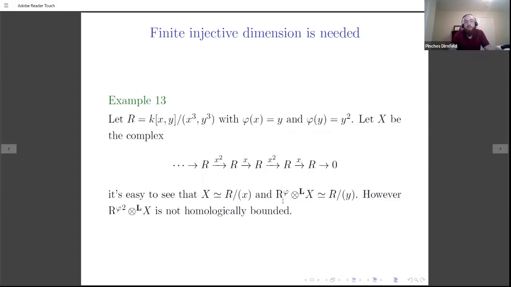But if you take this again, if you take phi squared, then the x squareds get mapped to 0, and this x gets mapped to y squared. And clearly this will have unbounded homology. So if I don't have finite injective dimension, I could end up in a situation where I have these intermediate steps. I start out with finite homology, and eventually it blows up.